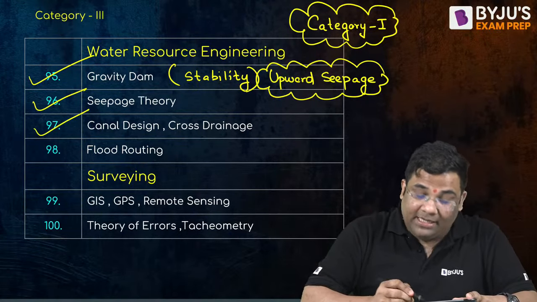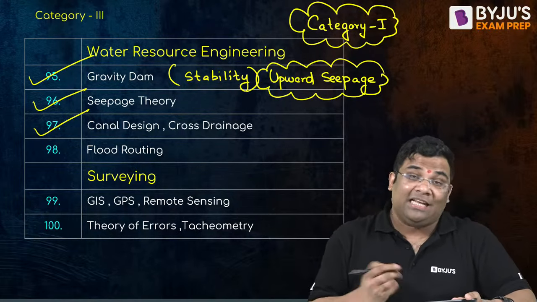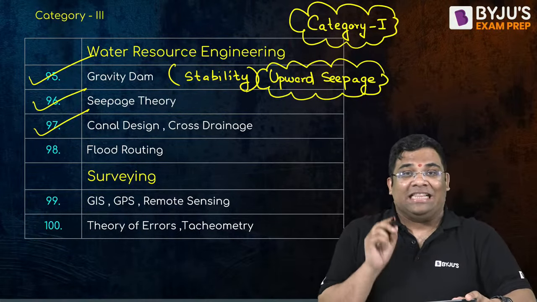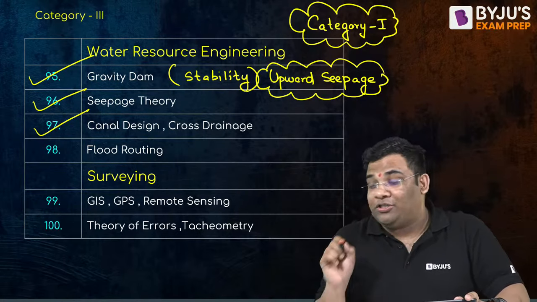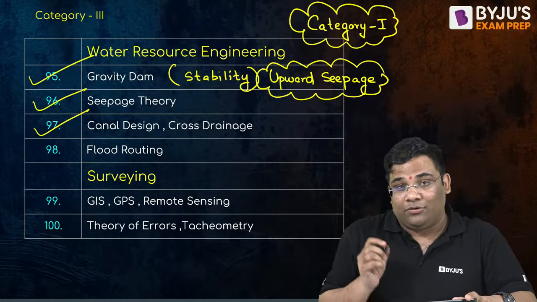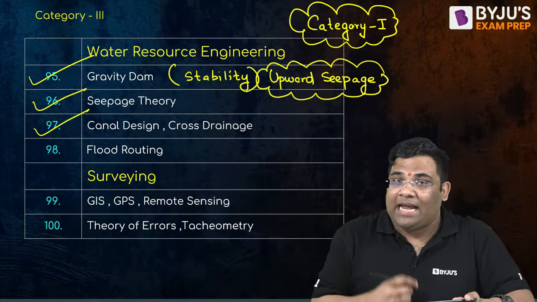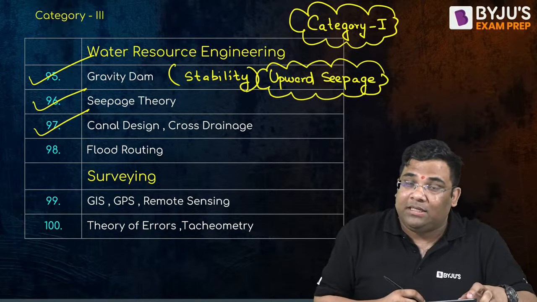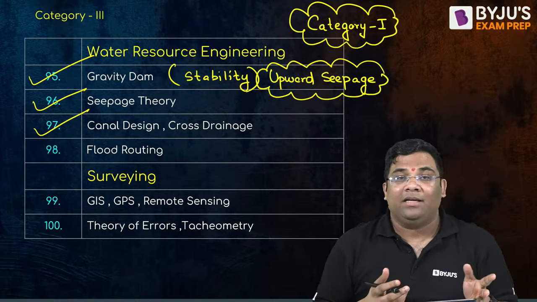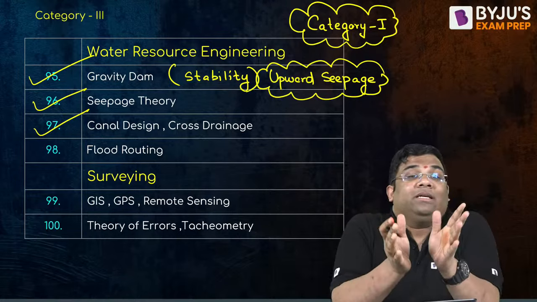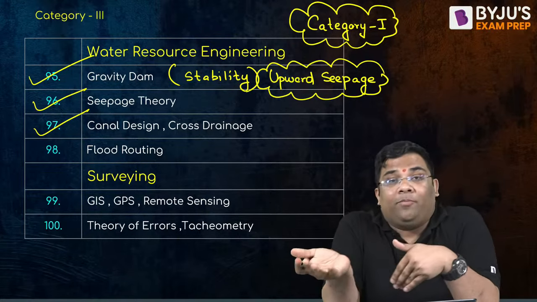Canal design in cross drainage. They asked a question in cross drainage last year, on siphon, siphon aqueduct and the canal siphon. So you cannot leave the topics. Again, I am telling you, you cannot leave the topics, but we are discussing the priority of topics.